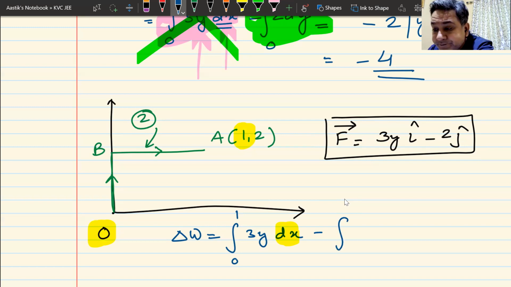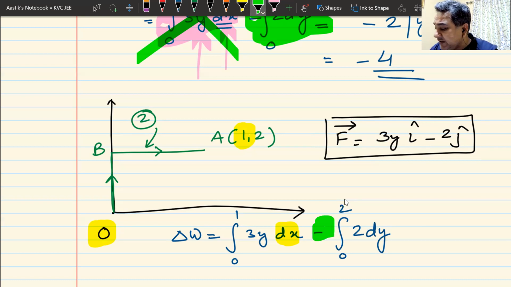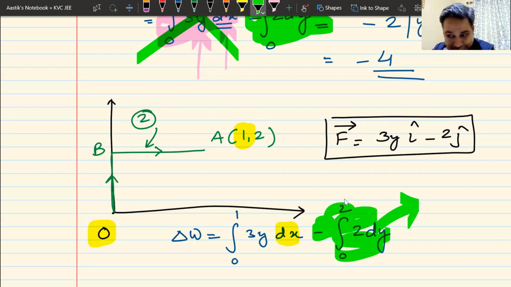Integral of 2y. There is no y there. 2 dy, right? Yes, sir. 2 dy from where to where? 0 to 2. Okay. We have already calculated this integral. This integral does not change. We already know the answer for this. What is the answer for this? Tell me. Minus 4, correct? That is the answer we got.